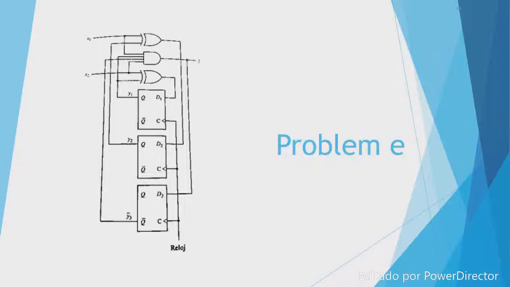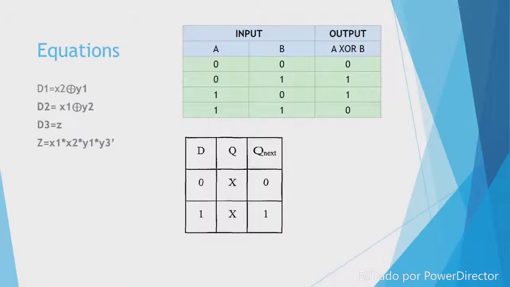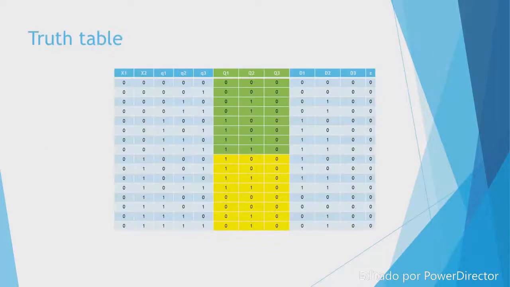So this is our solution of the problem E. This is our equations that we obtained for D1, D2, D3, and C. Also, we have some truth tables that we use, like the XOR truth table and the flip-flop type D.